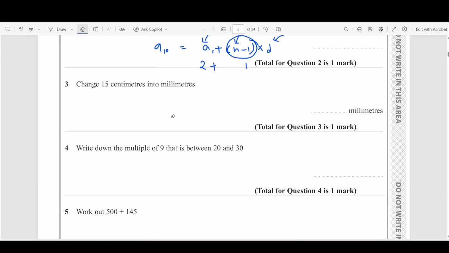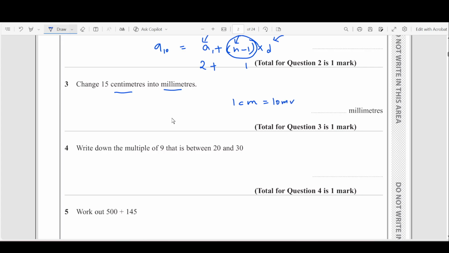So the next one says change 15 centimeters into millimeters. First we need to check the relation between centimeters and millimeters. So 1 centimeter is equal to 10 millimeters, right? That means 15 centimeters is going to be 15 times 10, and just multiply these two. 15 times 1 is 15. There is one zero, so put that. So the answer is 150 millimeters.